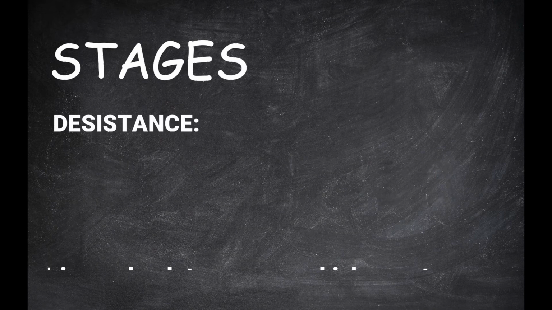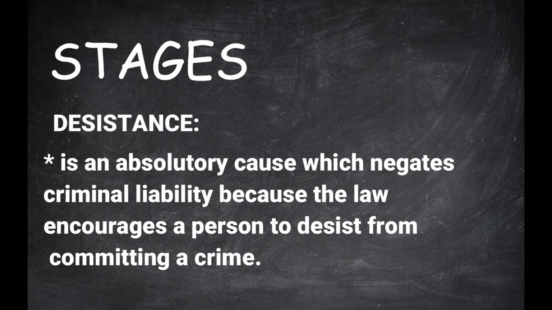Desistance. Desistance is an absolutory cause which negates criminal liability because the law encourages a person to desist from committing a crime. But it does not negate all criminal liability. If the desistance was made when acts done by him already resulted in a felony, the offender will still be criminally liable for the felony brought about by his act. Note that desistance is true only in the attempted stage of the felony.